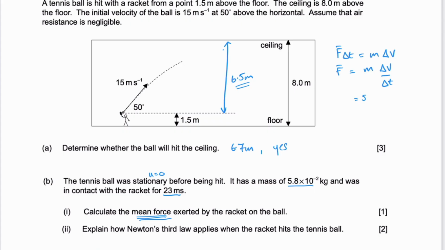The mass is 5.8 times 10 to the minus 2 times the change in velocity. The final velocity is 15. The initial velocity, it was stationary before, so it's 0. And the time it's in contact was 23 milliseconds, 10 to the minus 3. So our answer is 37.8 newtons. And all the data is given to 2 significant figures, so you round that to 2 significant figures, 38 newtons.